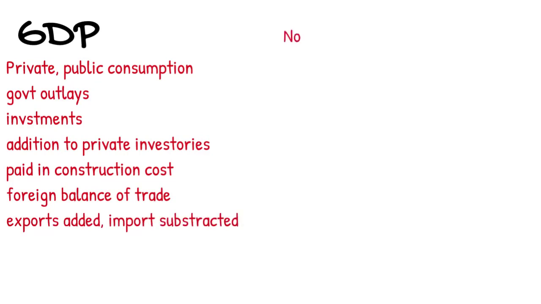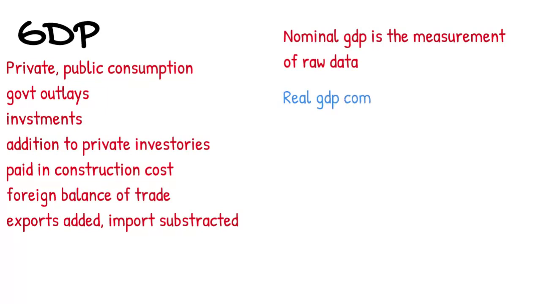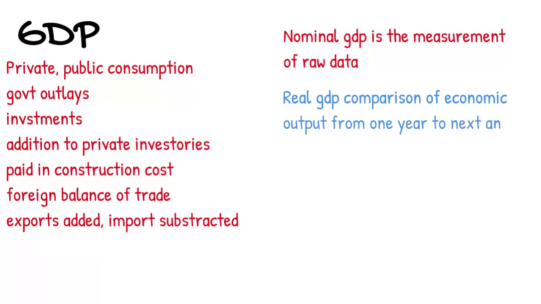There are several types of GDP measurements. Nominal GDP is the measurement of the raw data. Real GDP takes into account the impact of inflation and allows comparisons of economic output from one year to the next and other comparisons over periods of time.